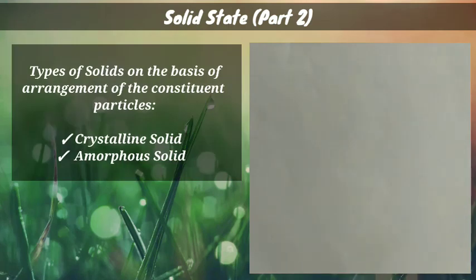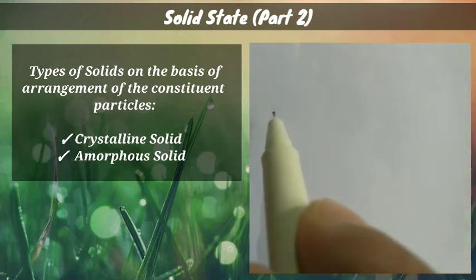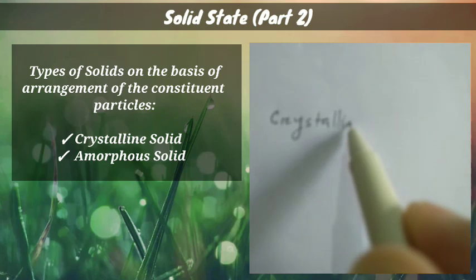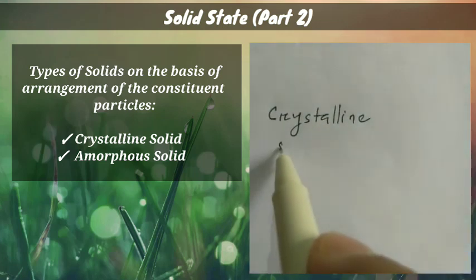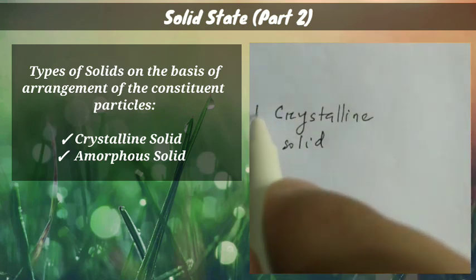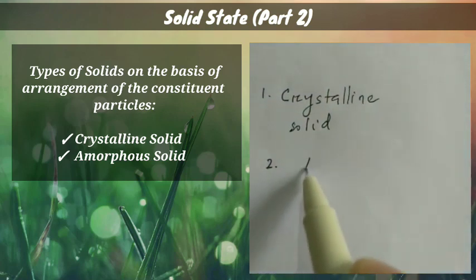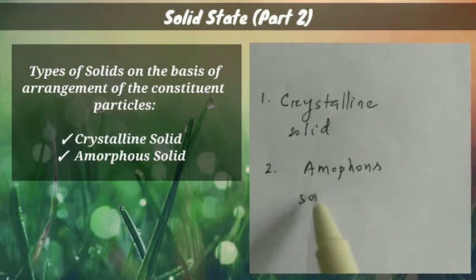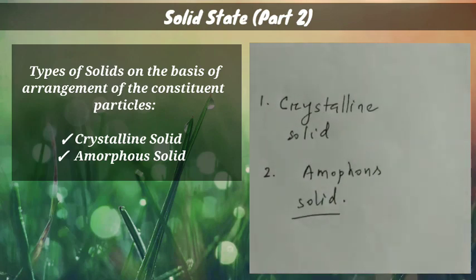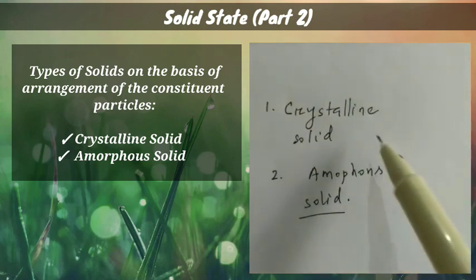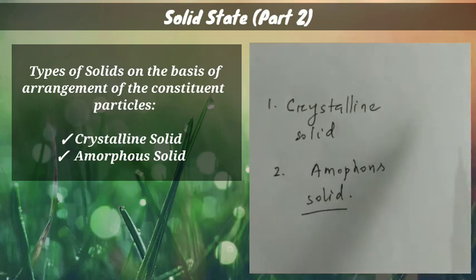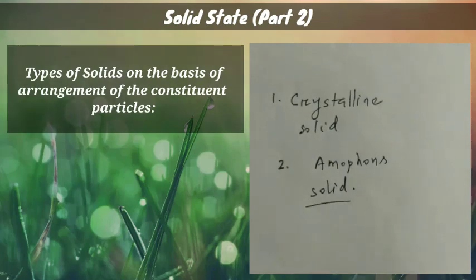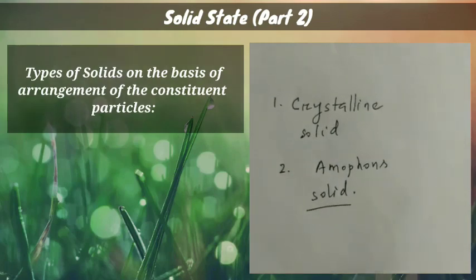Actually there are two types of solid. One is a crystalline solid, number one, and second is your amorphous solid. So this classification of solids is on the basis of what? The arrangement of the constituent particles.